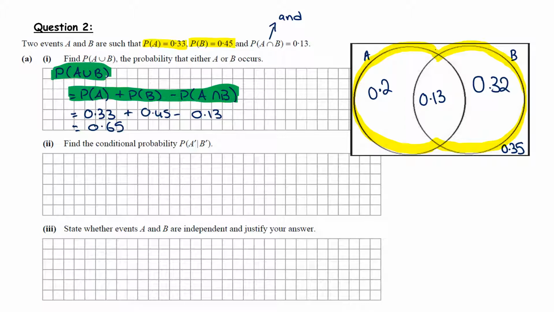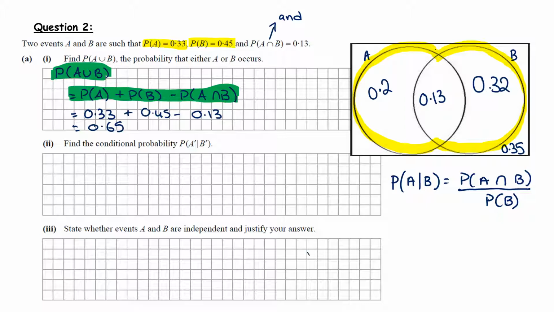So especially for the next part, which is a little bit more complicated, we're going to find the conditional probability P of A complement given B complement. So let's start with just the basic formula for conditional probability. The probability of A given B is equal to the probability of A and B happening, all over the probability that B happens. Okay, so that is our conditional probability.